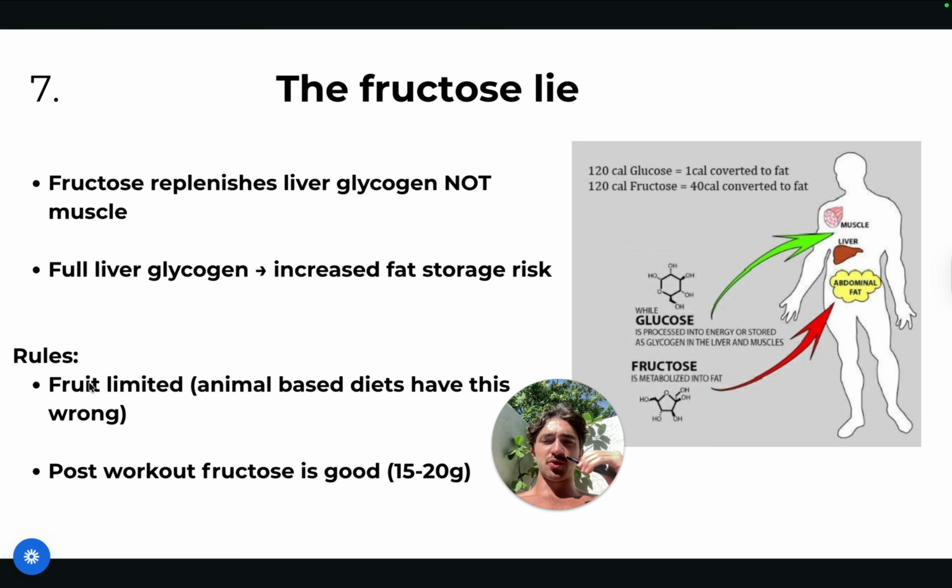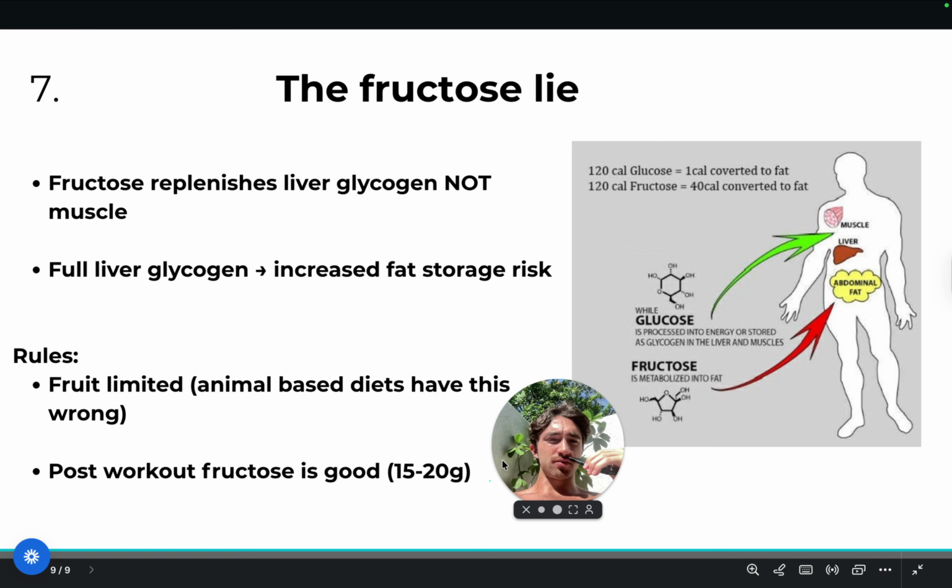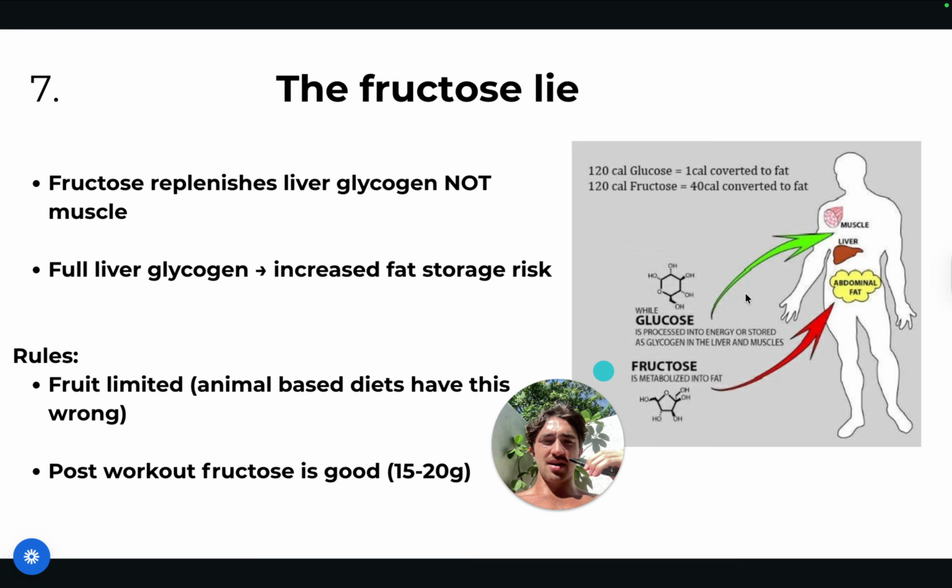So the rule is fruit limited. Animal-based diets have this wrong, like I said. And then I would bias your fructose post-workout, because it is good for uptake. When you're working out, obviously you're using glycogen. You're using mostly muscle glycogen for your lifting, and then some liver glycogen as well. So I would have this post-workout when you're most depleted of liver glycogen, to replenish that as well. Yeah, that's basically the whole thing. And then I would focus on glucose.